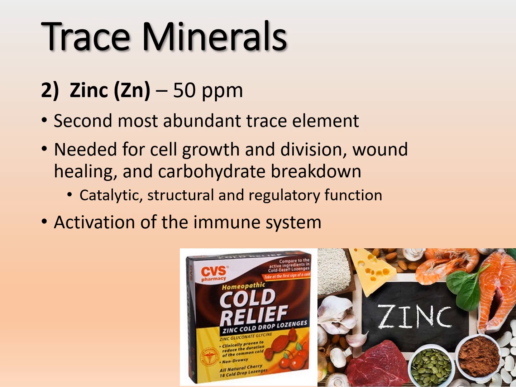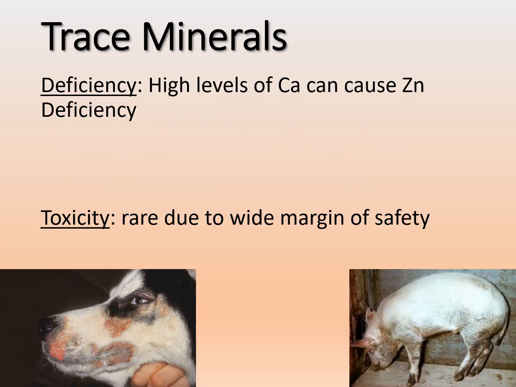Normal immune function, activation of the immune system. And a lot of people take zinc when they have a cold, right? So a lot of these lozenges and things like that that are remedies or homeopathic remedies for being sick, a lot of them have zinc in them because it can help activate that immune system. But we also need it for carbohydrate breakdown. So all this catalytic, structural, regulatory function in the body and in the carbohydrate breakdown process.